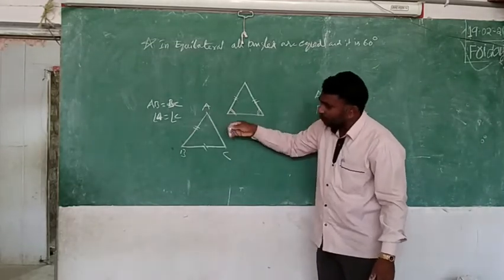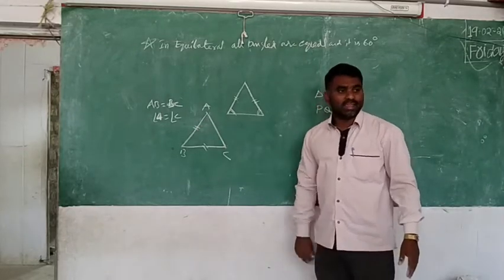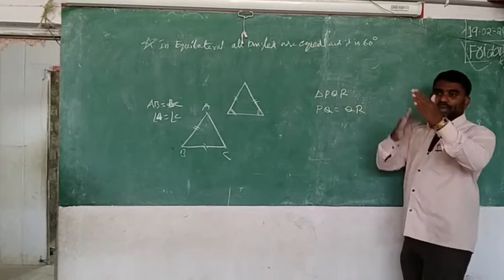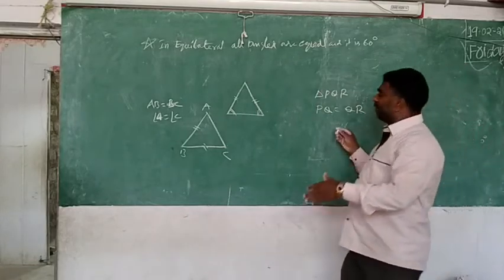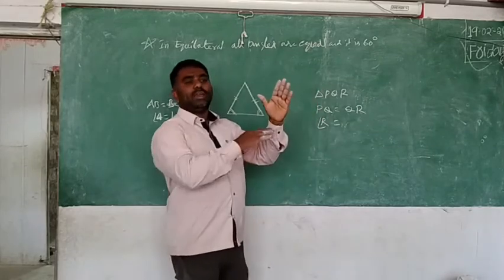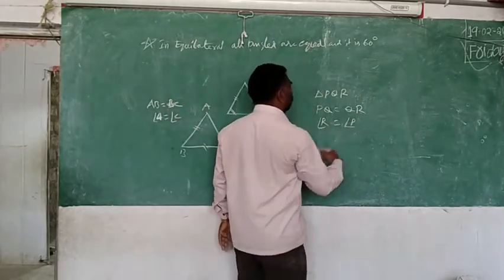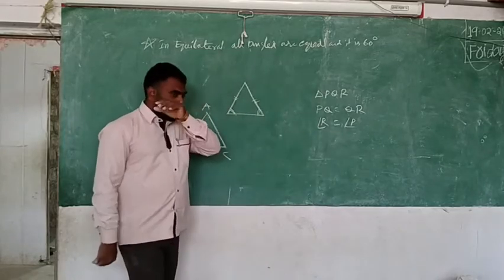For this, what is the opposite angle? For AB, what is the opposite angle? Angle C. Like that, for PQ, what is the opposite angle? R. That's why which are equal here? Angle R. For QR, which is the opposite angle? Angle P. So angle R is equal to angle P. Okay.